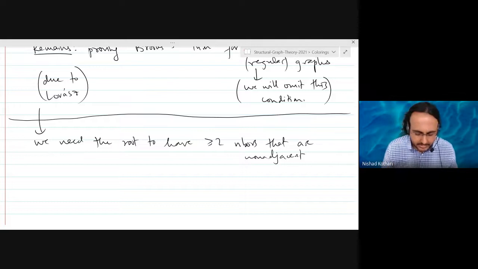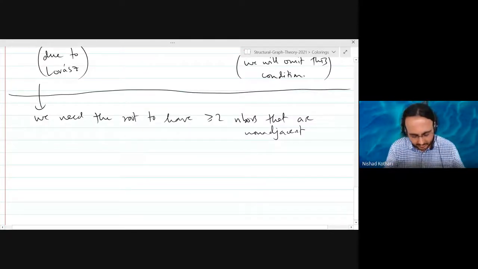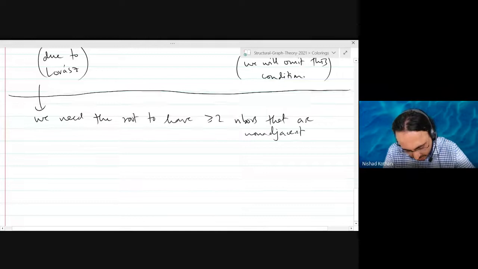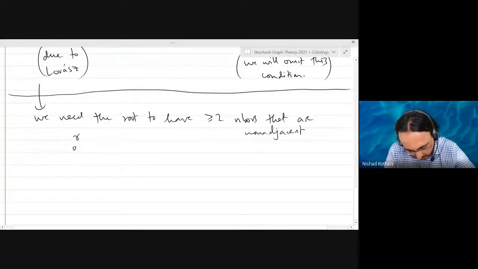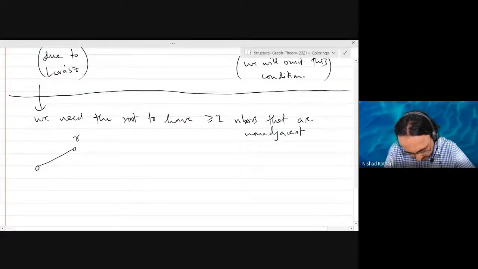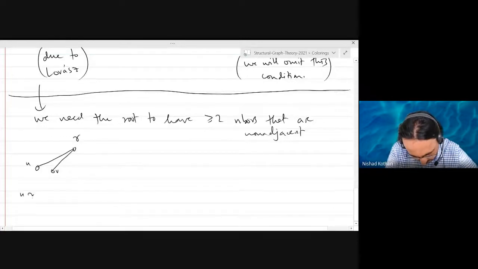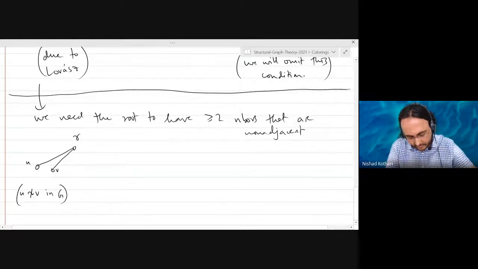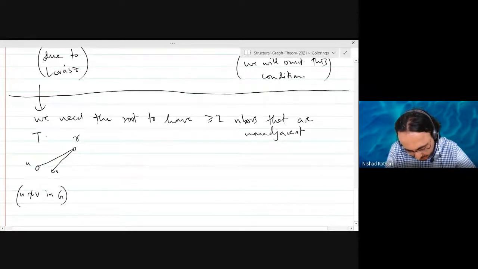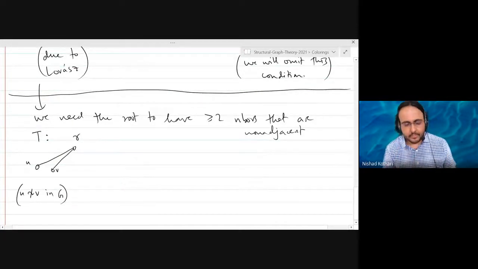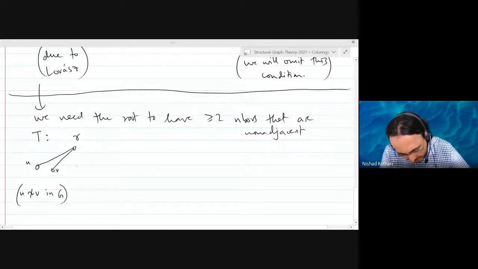So let us imagine a stronger property of a spanning tree. Supposing I tell you that I have a spanning tree that looks like this. There are two vertices. These are my two special vertices that I want them to be non-adjacent. So U and V are not adjacent in the graph G. Okay? Remember, we have two things here. We have the graph G and we have a spanning tree of the graph G. Okay? And now let's suppose that these are also leaves of my tree.